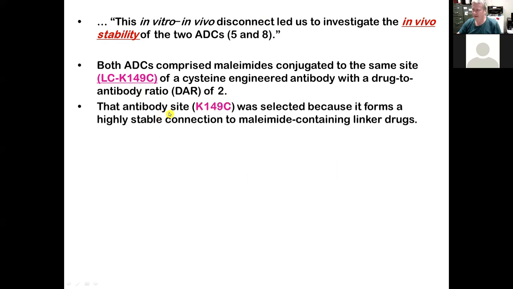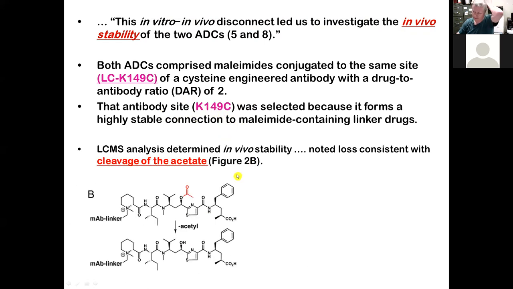Okay, so that antibody site was selected because it forms a highly stable connection to maleimide linker drugs. Genentech is super good at this stuff, figuring out which amino acid to mutate and things like that. They're experts at figuring out what amino acid to mutate in order to attach conjugates. So this was a very special secret from Genentech.